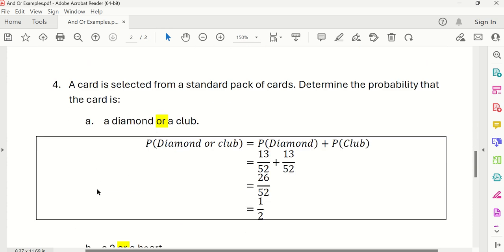We can also apply this kind of stuff to cards. So let's say I grab a card from a deck of cards. What are my odds it's a diamond or a club? So I'm hearing the word "or", so I have to think plus. So I'd go, okay, what's the probability of a diamond plus the probability of a club? 13 out of 52, 13 out of 52, add them together, simplify my fraction, 1/2.